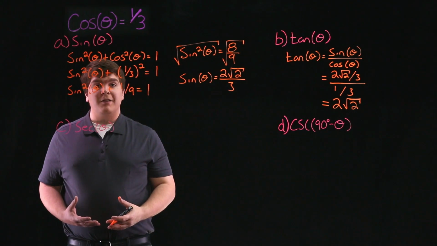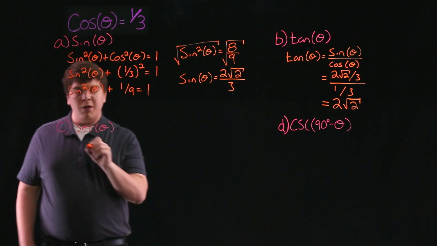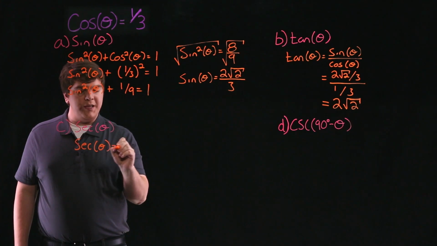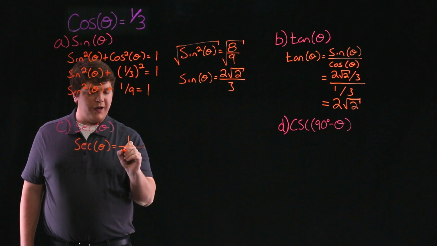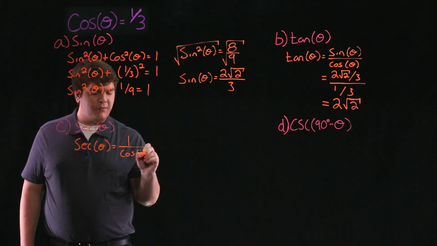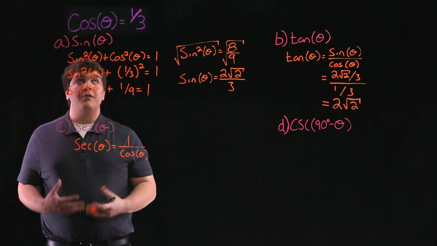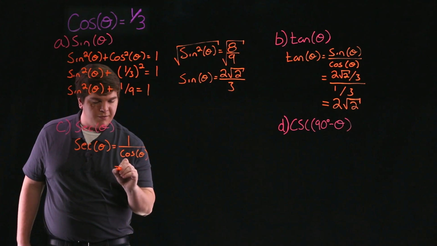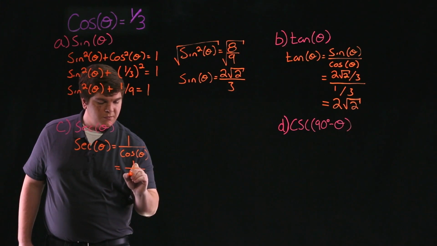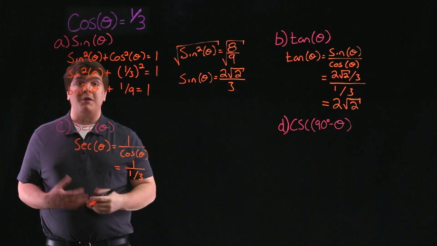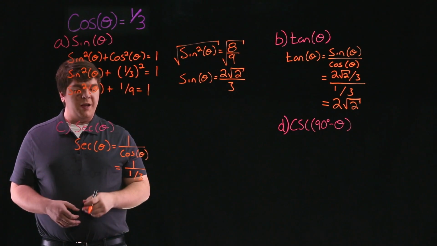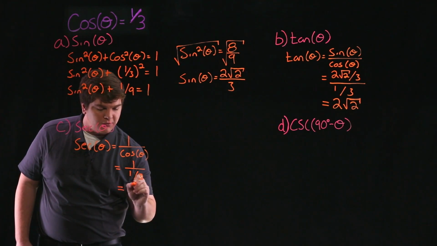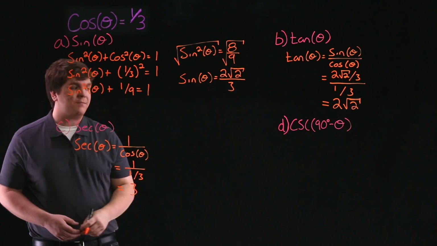To find secant of theta, we'll use the reciprocal identity, which states that secant of theta is equal to 1 divided by cosine of theta. And since we already know that cosine of theta is 1/3, we can substitute this in to find secant of theta. So substituting 1/3 in for cosine of theta, we have secant of theta is equal to 1 divided by 1/3, which is equal to 3.